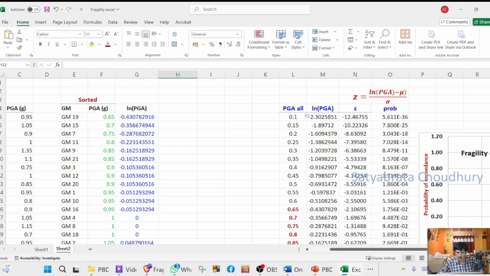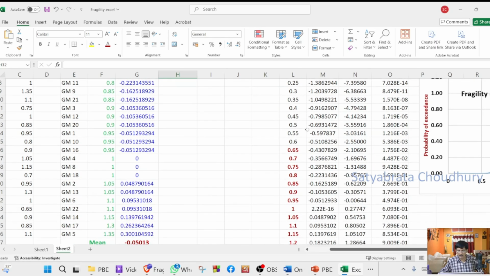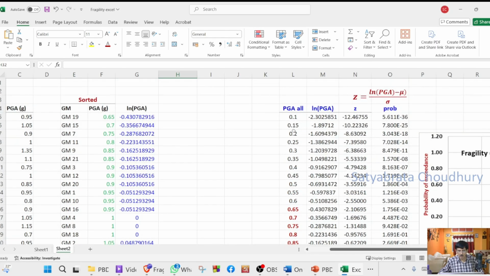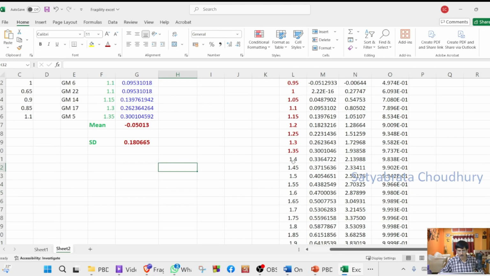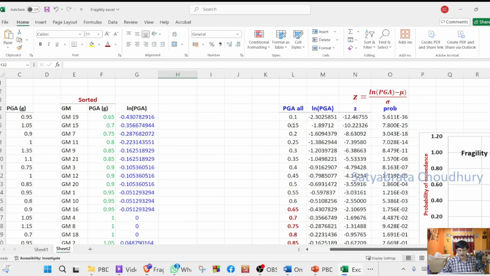Now look at this tabulation where I have put the PGA values, then ln PGA values. But here I have not taken those 22, but I have taken everything, whatever increments you have used. We have used increments of 0.05 G. So first it is 0.1 G, then 0.15 G, then 0.2 G, and so on, up to 2.1 G. So these are the realistic values for which you have carried out the incremental dynamic analysis.